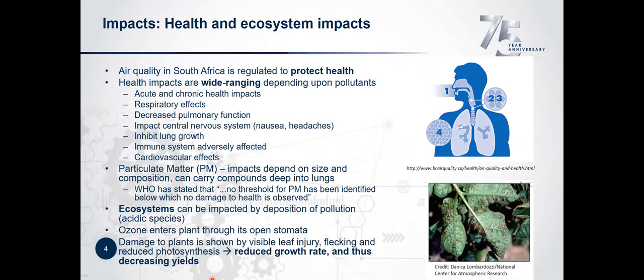It also can impact ecosystems and agriculture. So ecosystems can be impacted by the deposition of pollutants. Very often we think of the acidic species here and acid rain and such. Also ozone, as I noted, that was a secondary pollutant. It also can impact on ecosystems and agricultural on plants. We can see over here to the right-hand side, this is a leaf that shows some flecking, and this is due to ozone exposure. And if this happens to agricultural crops, like maize, for example, the growth rate can be reduced, and we can also have decreasing yields then.